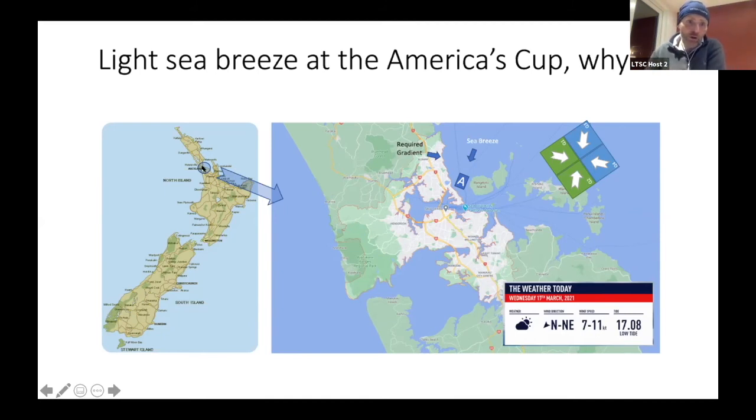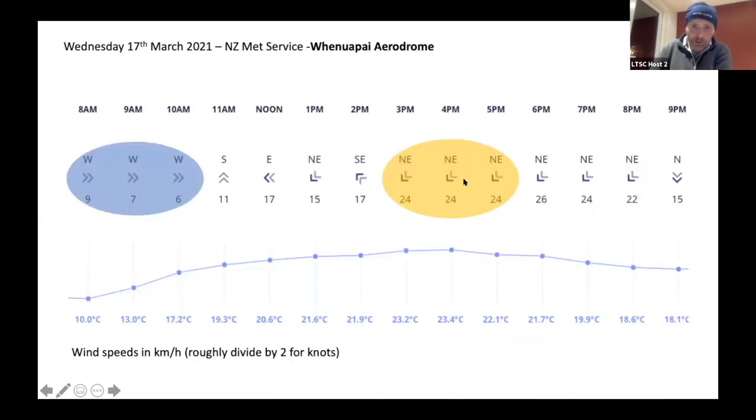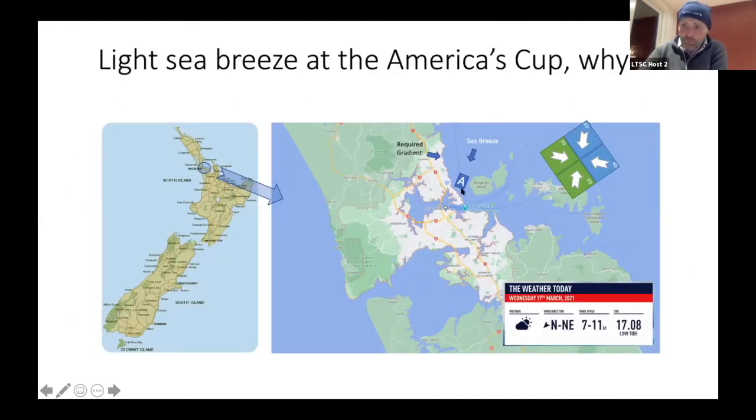So we're in Auckland for the America's Cup, up the top left there of New Zealand. This is a map of Auckland and the area. They were sailing this morning on course A. Sorry, I'm giving it away with that. Hang on. Course A. And they were sat in close.